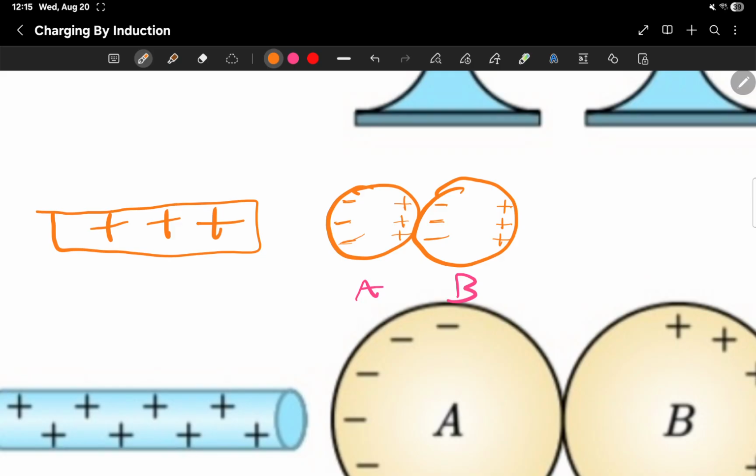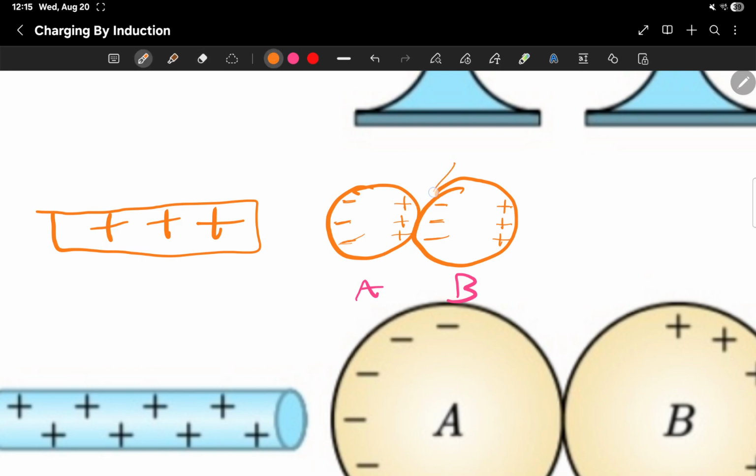So now what's going to happen first is that electrons are going to flow in these two regions of both of these spheres. Specifically, the electrons in this region of sphere B are going to flow into sphere A, because these two spheres are touching, until they neutralize this region here of sphere A.